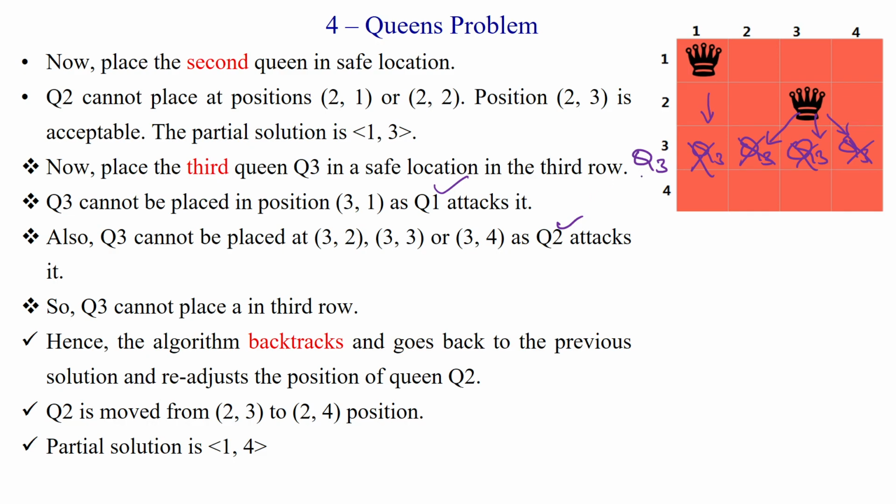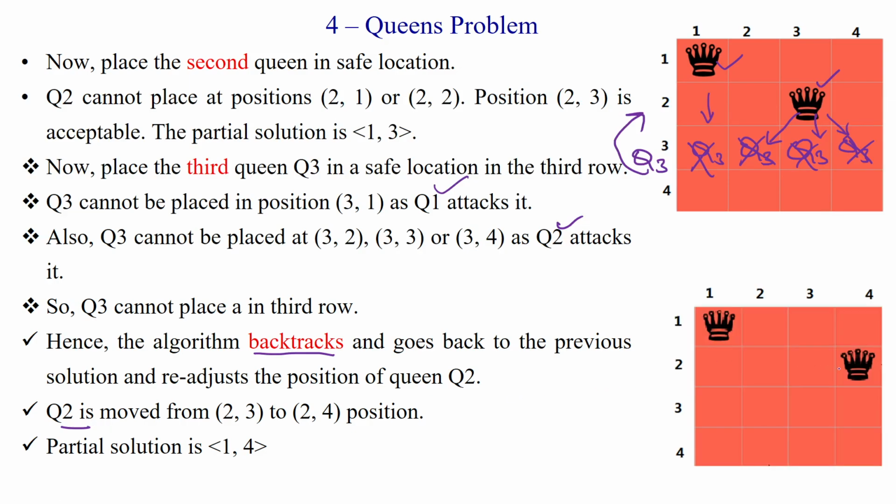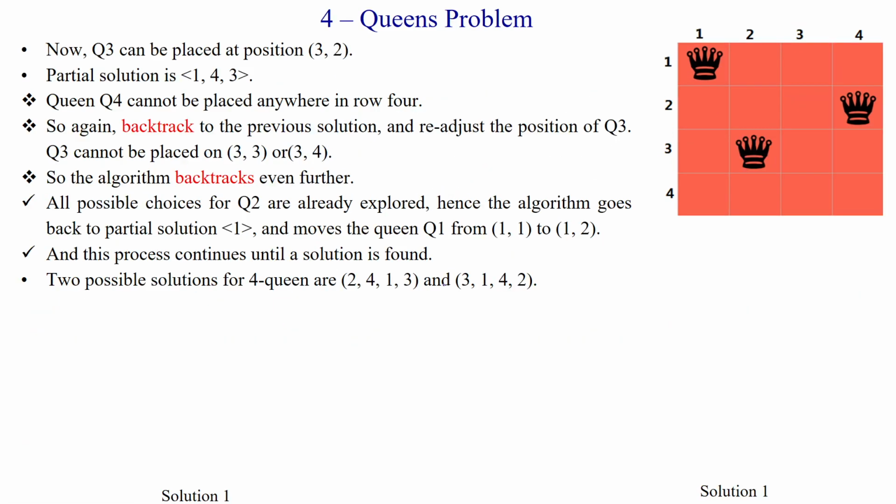So we have to apply backtracking to change the position of the previous queens. Now queen 2 tries to move to the next position as per the backtracking method. Previously it was placed in the third column, now we are moving into the fourth column. So the partial solution is changed: candidate solution 1,4, previously it was 1,3. Now we try to place queen 3 after placing queen 2 in the fourth column.